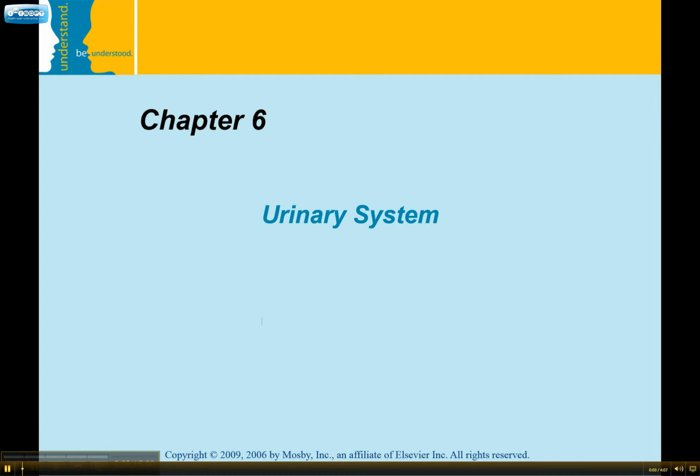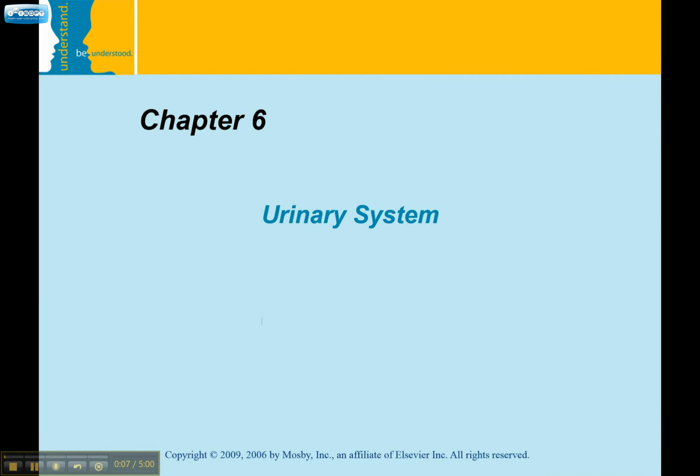Okay, now we're going to start with chapter 6, which is our urinary system. Our urinary system is one of our excretory systems in that it is going to excrete all unused, unwanted waste from the body. And this is going to compose just a few organs to create this organ system. And we'll go through those real quickly.